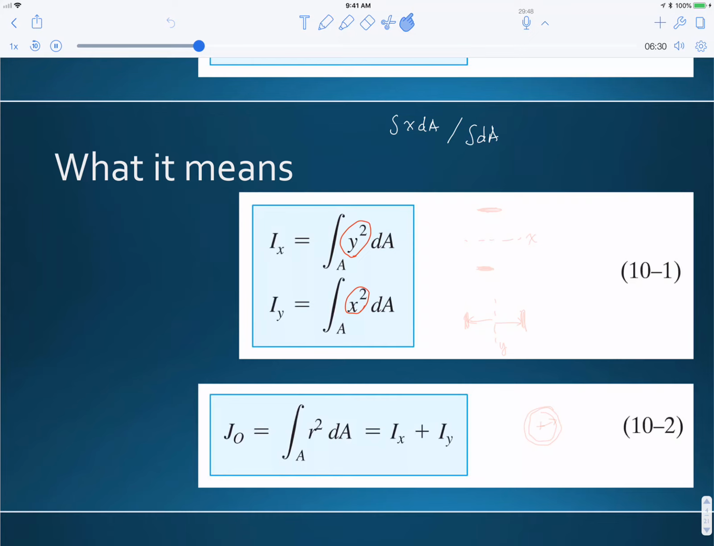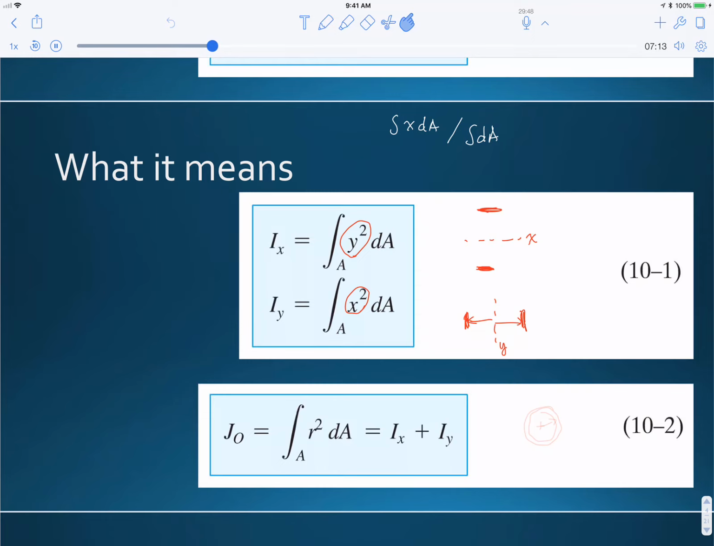So the integral of something squared dA always gives the positive. It doesn't matter if it's plus or minus, the x squared will be positive, or the y squared will be positive. So a way to think of this is that the integral of y squared dA is sort of a measure of how far away from the x-axis your area is. That's why it's Ix. And the integral of x squared dA is how far away from the y-axis you are. Plus or minus doesn't matter because you're squaring it.